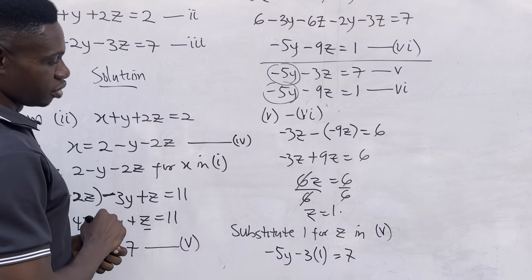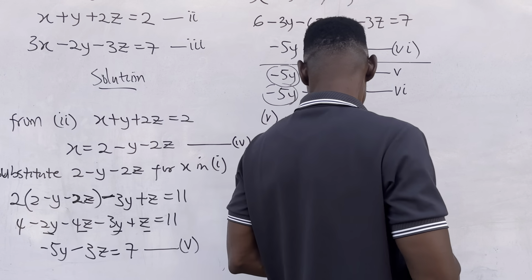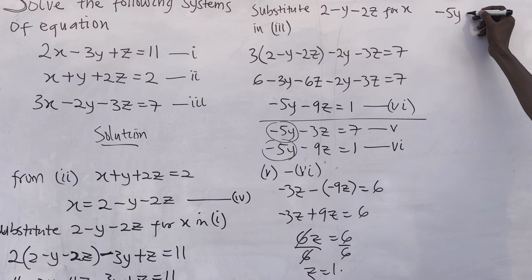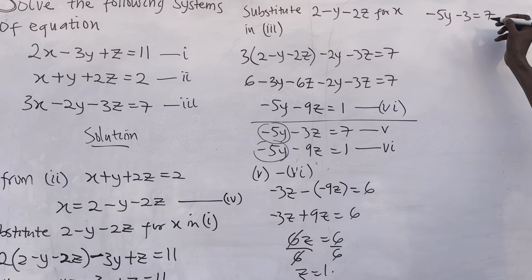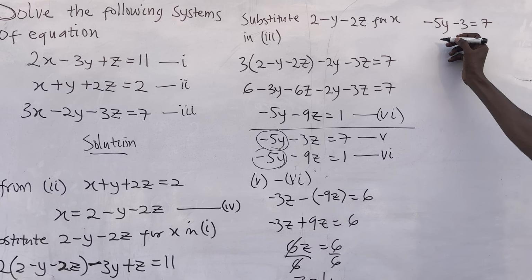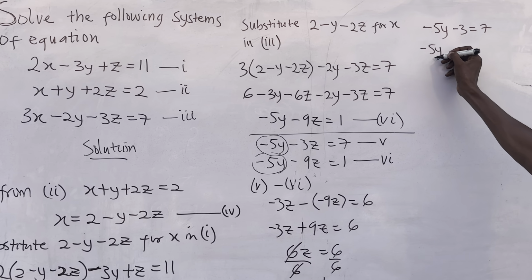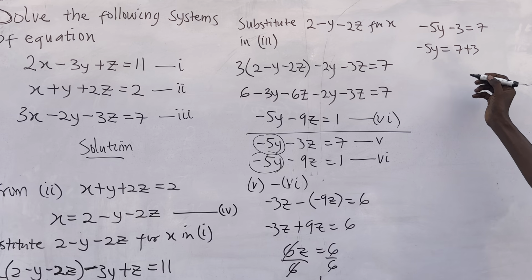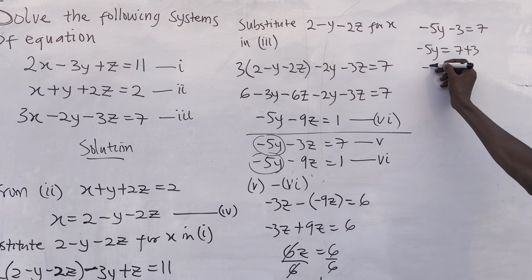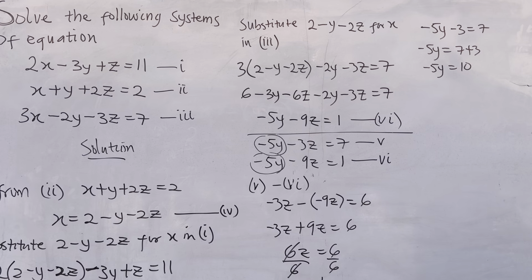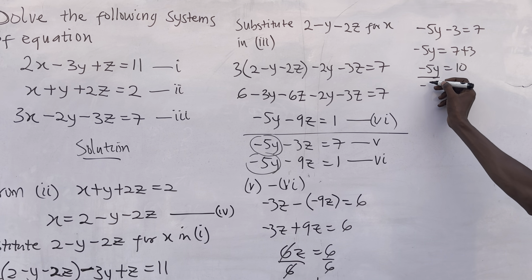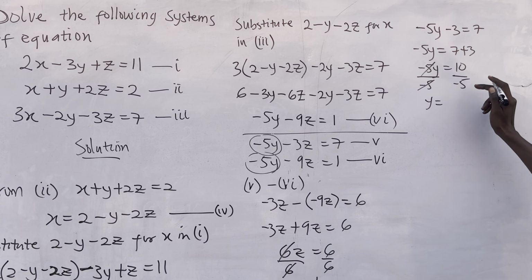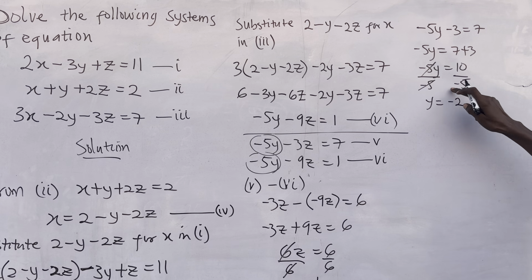Let me go up here to continue. So from here, what we'll have is minus 5y minus 3 equal to 7. And let's collect like terms. So minus 5y will be equal to 7 minus 3 becomes what? Plus 3, isn't it? Good. So minus 5y equal to 10. So it's clear we can divide both sides by what? Minus 5. So this cancels this and our y equal to what? Minus 2. 10 divided by 5 is 2 with the negative.